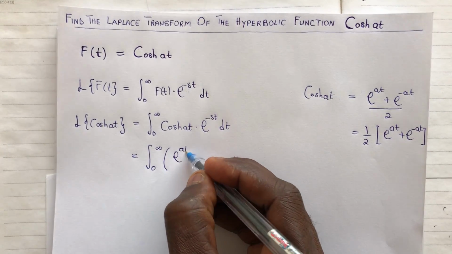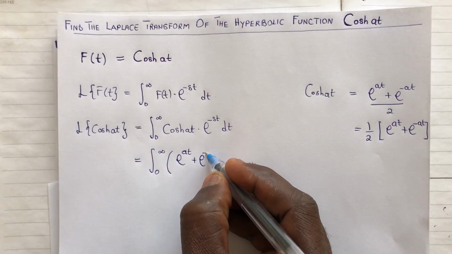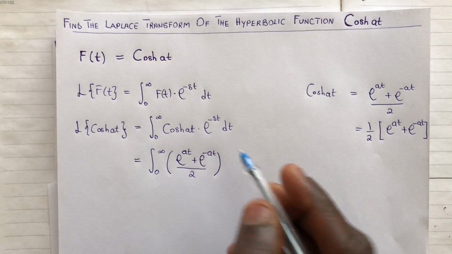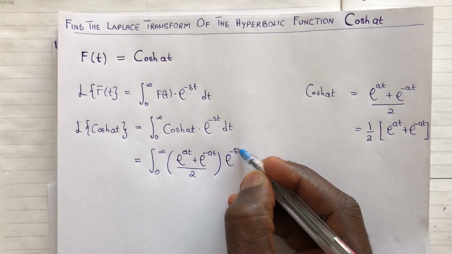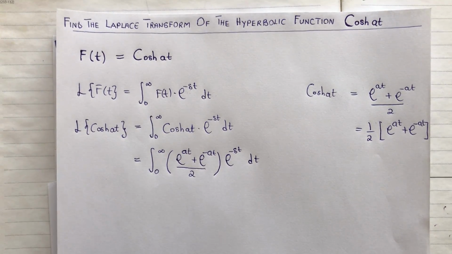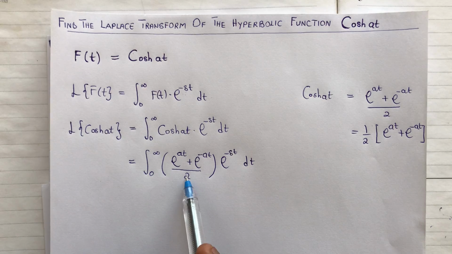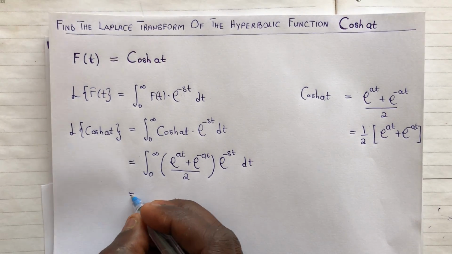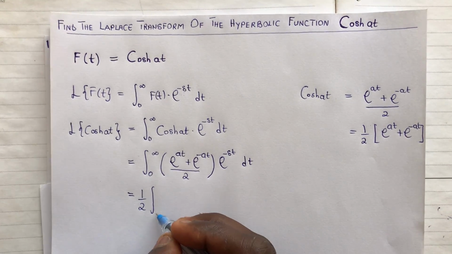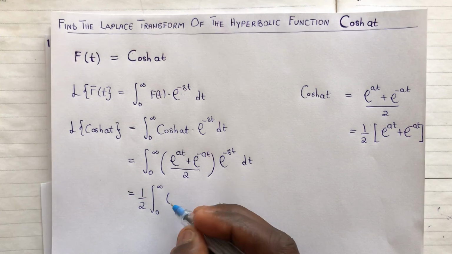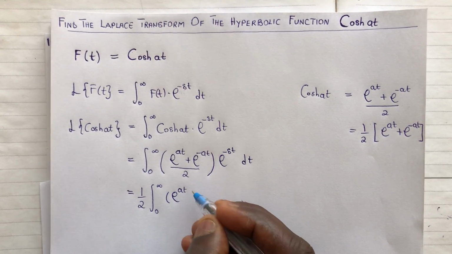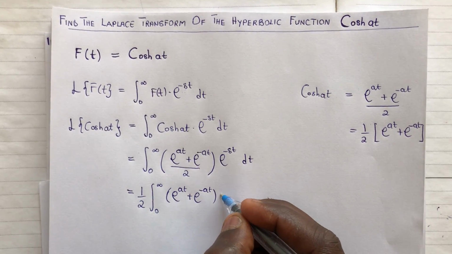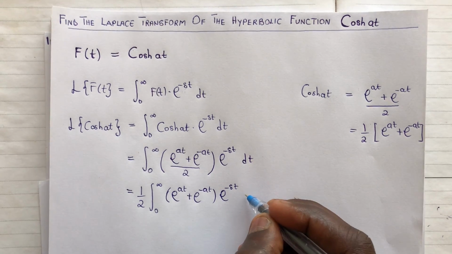e to the power at plus e to the power negative at. We divide this by 2 and we multiply by e to the power negative st dt. Okay, so from here we can now factorize the 1 over 2 out like I did here. So we can just factorize it outside by getting 1 over 2 integral from 0 to infinity, and then we have e to the power at plus e to the power minus at, close your bracket and multiply by e to the power negative st dt.